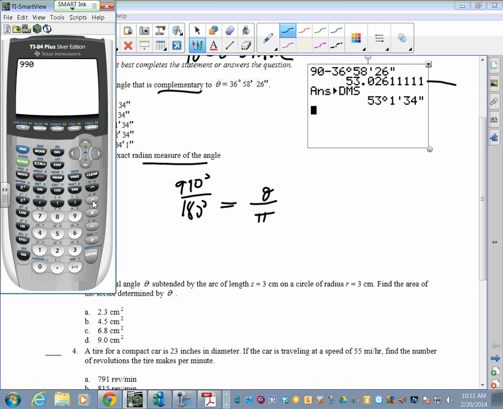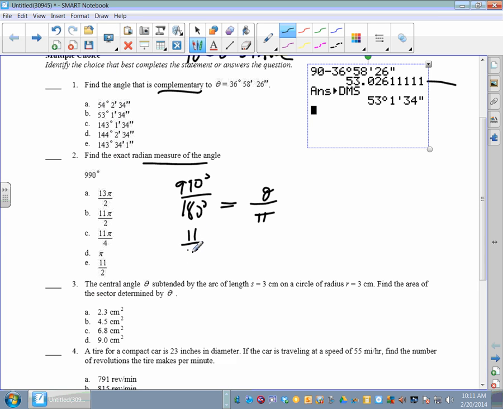990 divided by 180. Math frac. So that's going to be 11 over 2. Solve for theta, I multiply by pi. Now I get 11 pi over 2. Okay? Sound good so far?